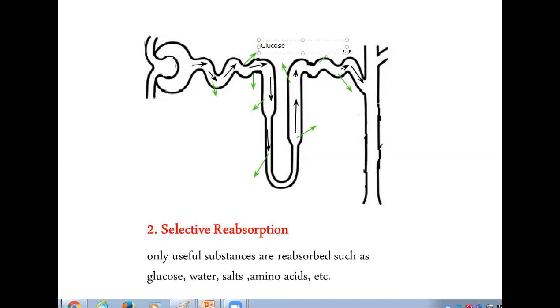कौन कौन से यूजफुल सब्सटेंसेस रीअब्सॉर्ब होते हैं? ग्लूकोज, वाटर, salts are reabsorbed. Amino acids are also reabsorbed if they are present.